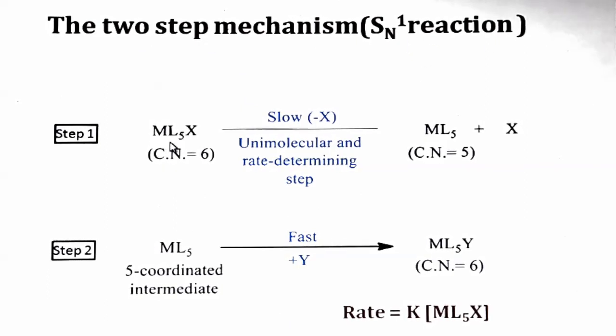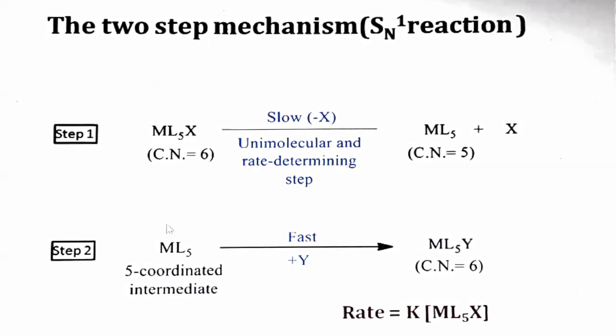In step 1 you can see here ML5X. We have a complex with coordination number 6. In the first step this complex dissociates and this is a slow step, and the slow step is always the rate determining step. So it is called unimolecular and rate determining step. First we get an intermediate in the transition state. An unstable complex ML5 is formed where the coordination number is 5. The bond between M and X is broken, so X is released.